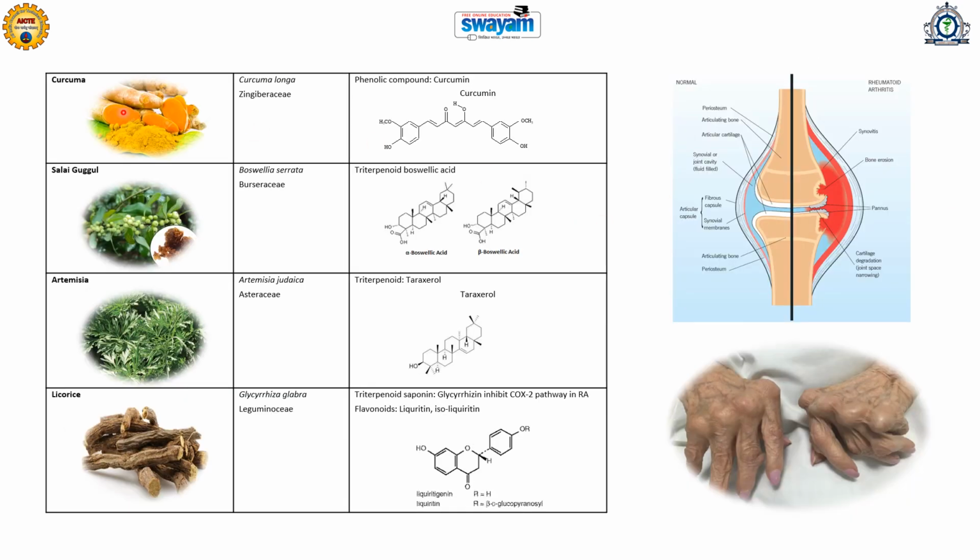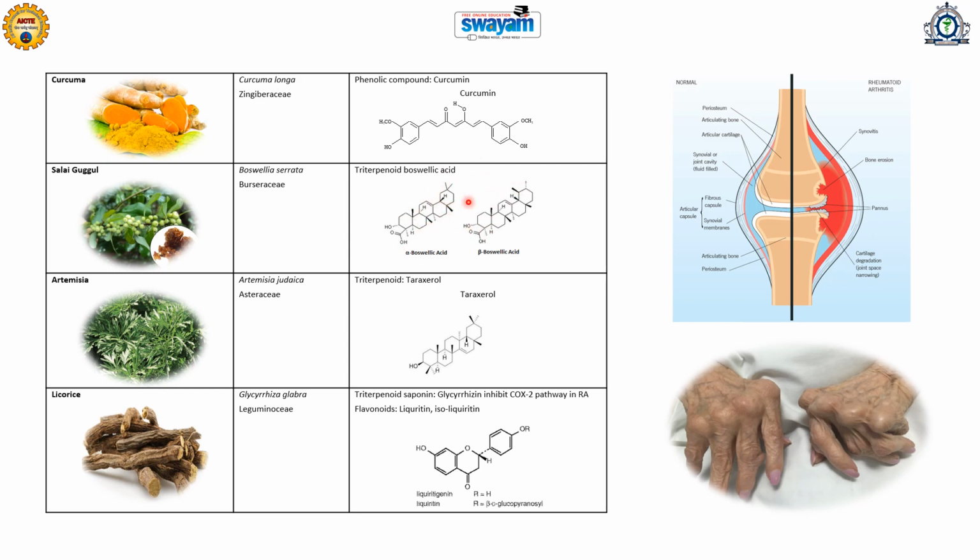The next plant is Curcuma, which is Curcuma longa, belonging to family Zingiberaceae and contains the phenolic compound curcumin. This is also found to be involved in the various factors that are causing joint pain or swelling or stiffness of the joints, through its effect on the various molecular factors that are involved. Next is Salai Guggul, Boswellia serrata, Burseraceae, which contains the triterpenoid boswellic acid.